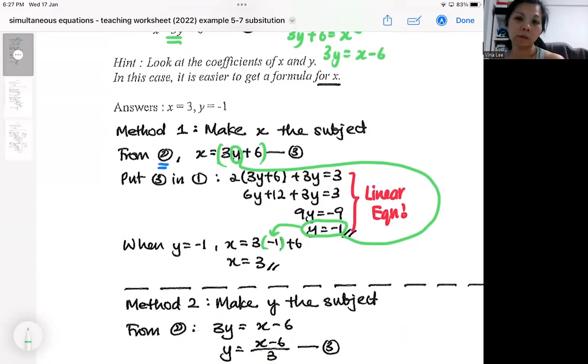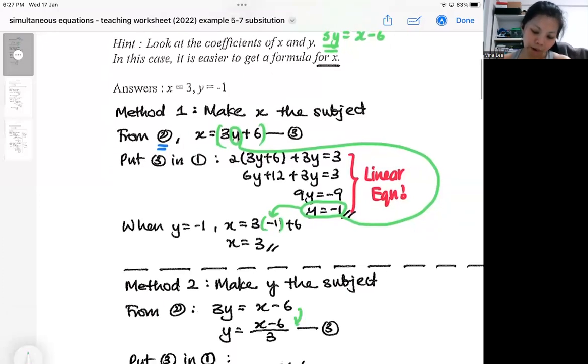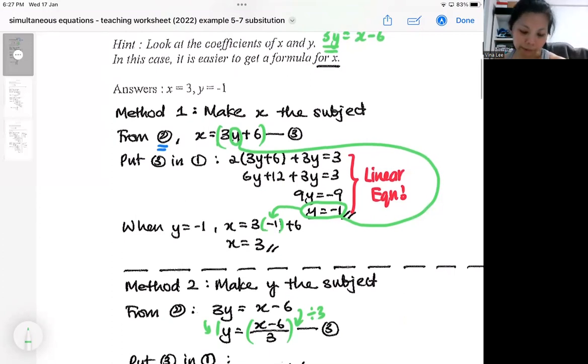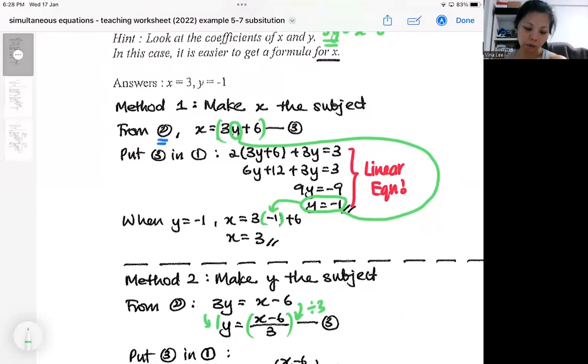That means I want a formula for 1y. Remember, I need a formula for 1y, but currently this is a 3y. So what you do is you divide by 3. So you get a 1y, you get a fraction. It's okay to get a fraction. It's just that it's a bit troublesome sometimes, but that's fine. Your subject comes from equation 2. Don't put it back in the same equation. Put it in the other one that you didn't use.